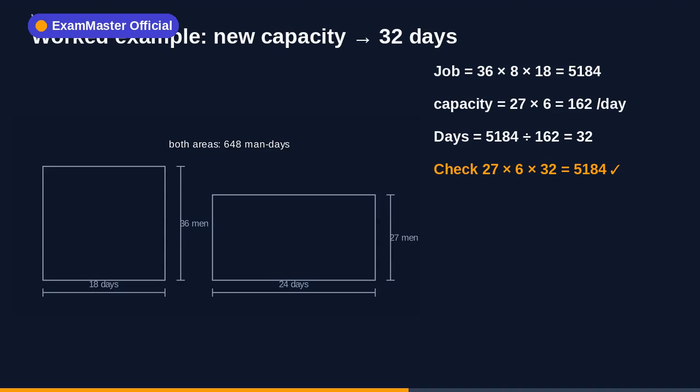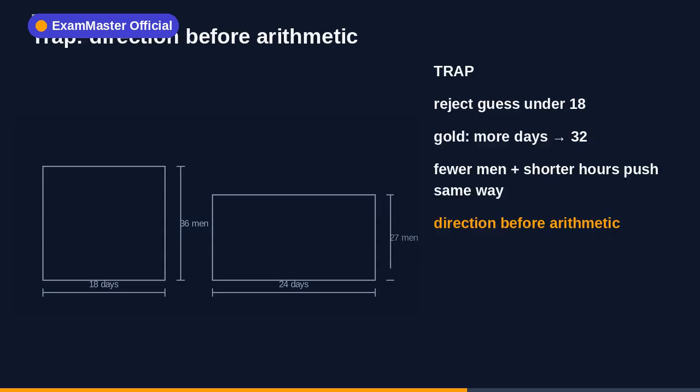Answer must exceed 18. Trap: both changes push the same way here, fewer men and shorter hours. So the answer must be more than 18, and 32 is nearly double. When the two changes pull against each other, decide which factor is larger before you trust a shortcut.